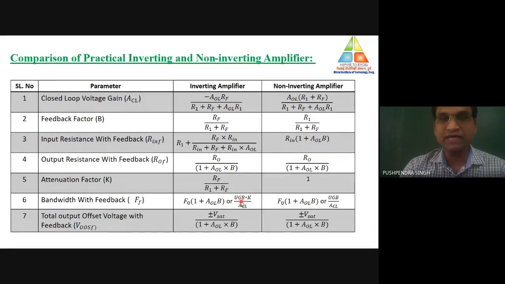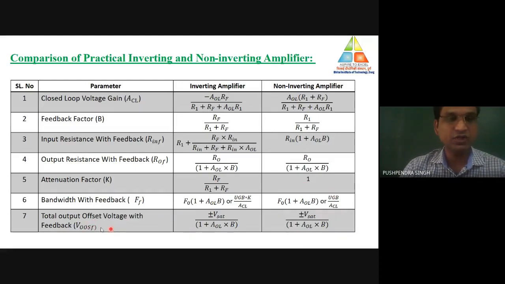When we are going to calculate the value of bandwidth with feedback with the help of UGB, unity gain bandwidth, only on that condition there is a difference of K. In case of inverting amplifier, this is multiplied by K, but in case of non-inverting, because its value is 1, it is simply UGB divided by closed loop voltage gain.